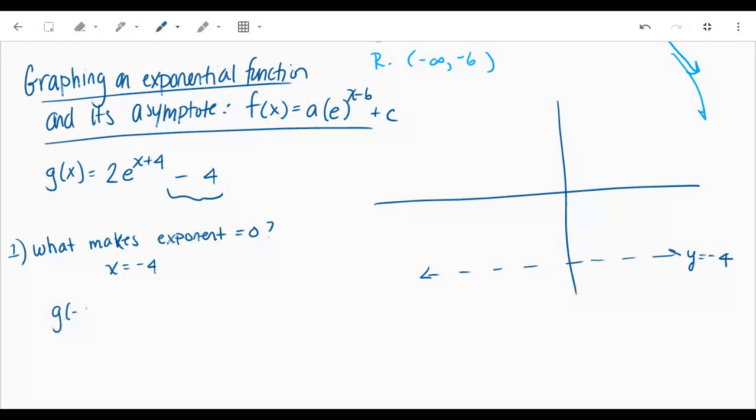G of negative 4 then would be 2e to the negative 4 plus 4, and our whole goal there was that that's 0, minus 4. Okay, and then again, the whole goal there is that that is 0 because e to the 0 is 1. So then we have 2 minus 4, which is negative 2. So when x is negative 4, we have the point negative 2. Okay, so negative 4, negative 2.